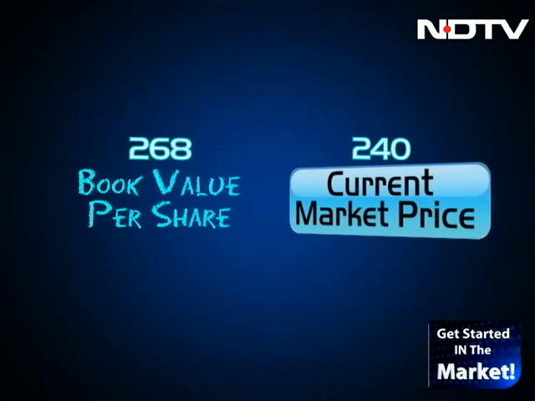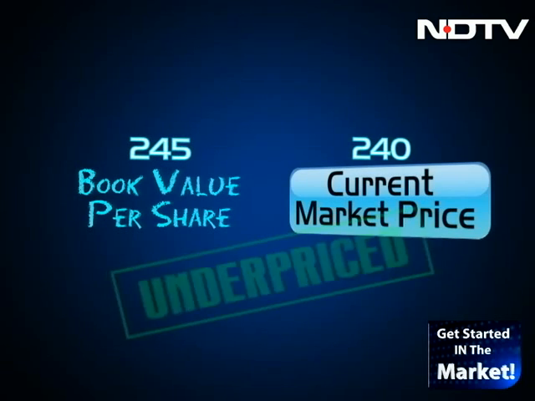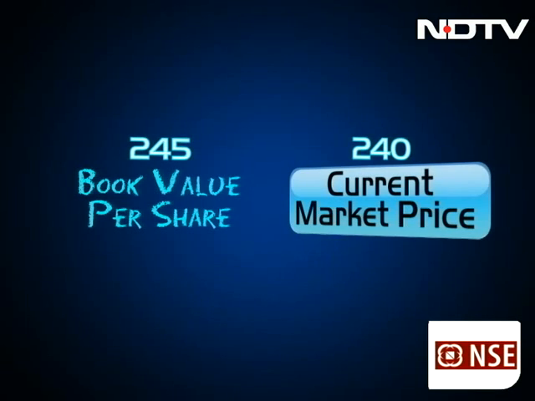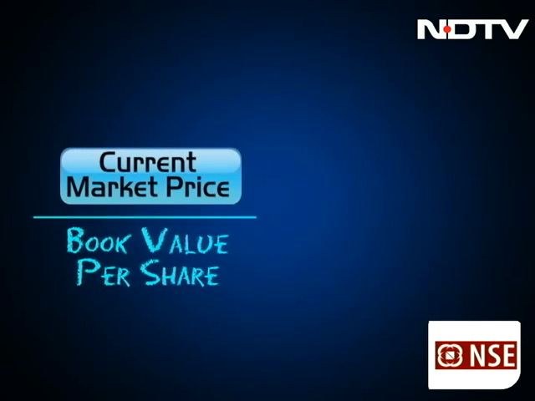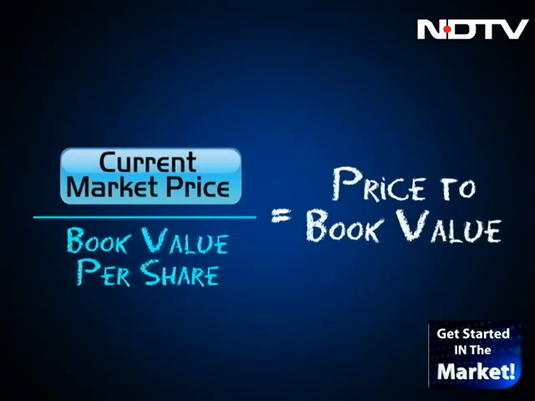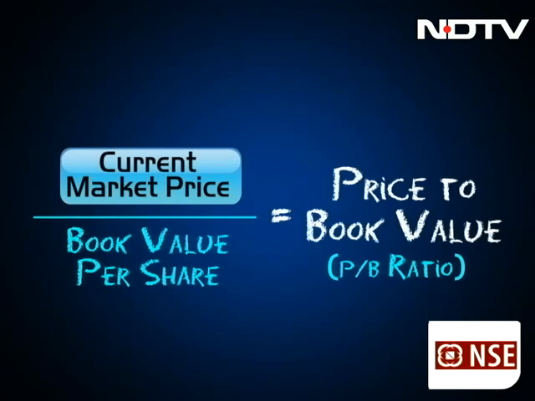If this value is closer to the current market price of a stock, it indicates that the stock is underpriced according to this parameter. And if you divide the current market price with the book value per share, it would give you the price to book value or the PB ratio. And in this case, if the ratio is below 1, it is considered as value investing.